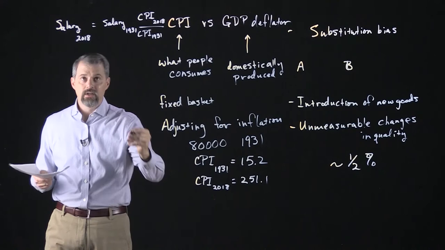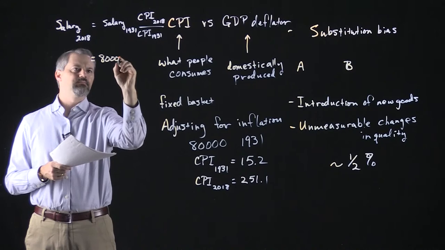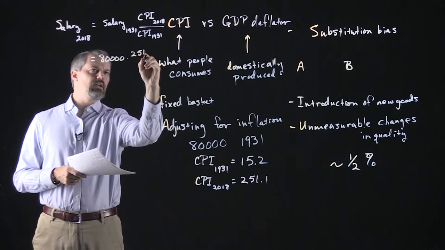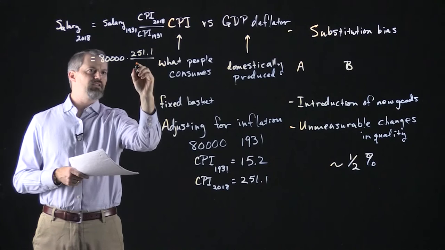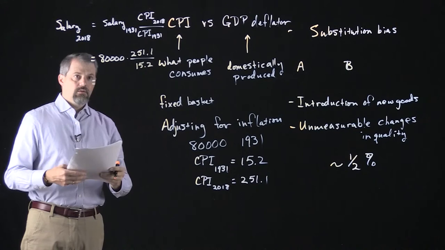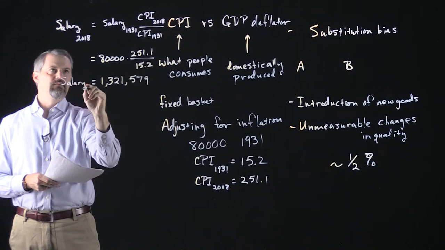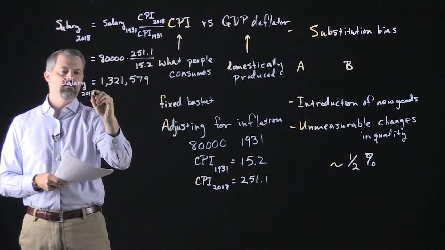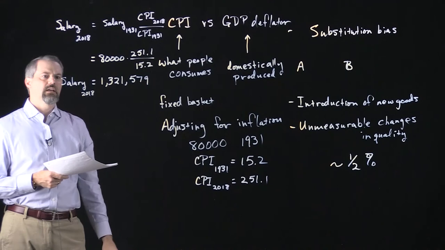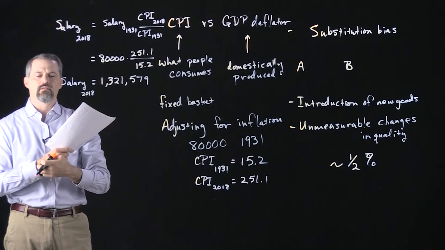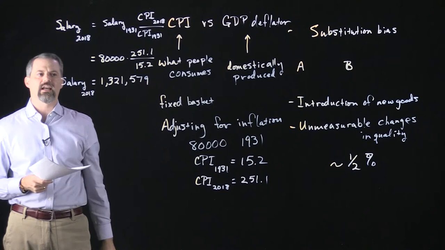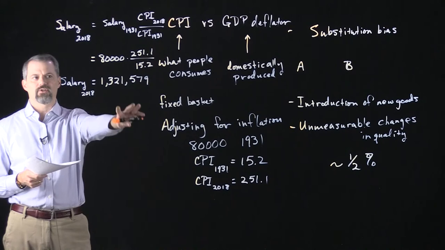So our salary in 1931 is $80,000. The CPI in 2018 is 251.1, divided by the CPI in 1931, which is 15.2. If you do that calculation, you get $1,321,579. So making $80,000 in 1931 is equivalent to making $1,321,000 in 2018. So now we can see whether or not the best paid baseball players are doing better now than they were in 1931, and clearly they are. The best paid Major League Baseball players are going to make way more than that.